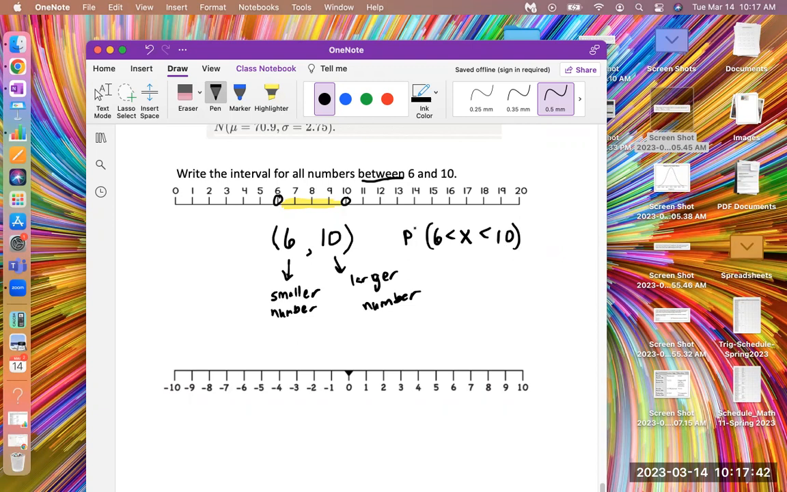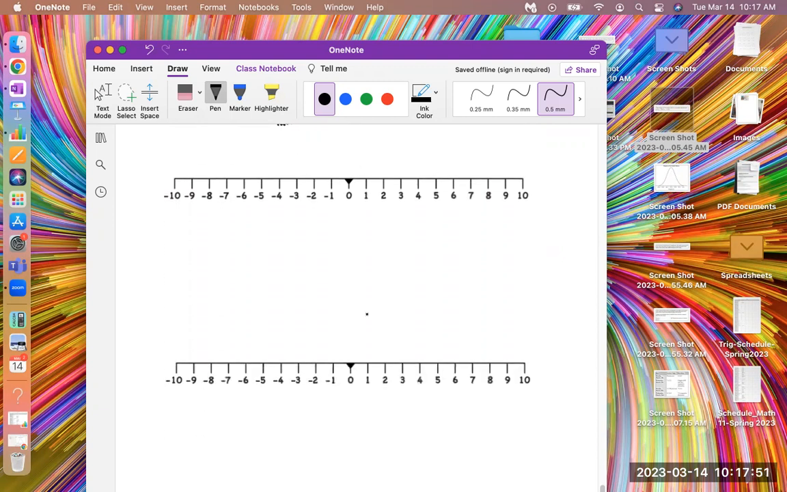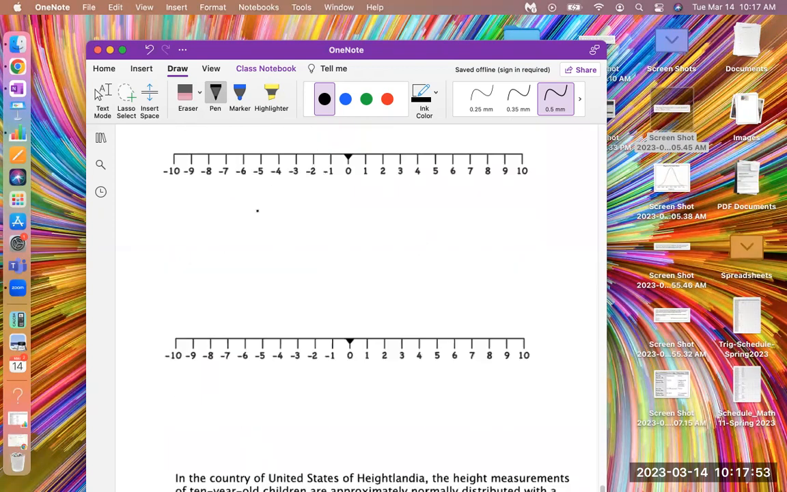And they're just asking what's the probability of the value of the random variable being between 6 and 10, right? So you'll know what they mean when they say that.